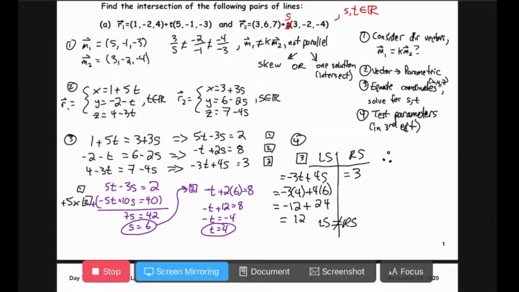Therefore, there is no solution. So the lines must be skew. So we know they weren't parallel. We determined that early on. The options are that they were skew, so they don't intersect, or they intersect at one point. We just did our calculation to find our point of intersection, and there was no value that allowed that to be true. It was impossible or inconsistent. So therefore, there's no solution, and the lines must be skew lines.